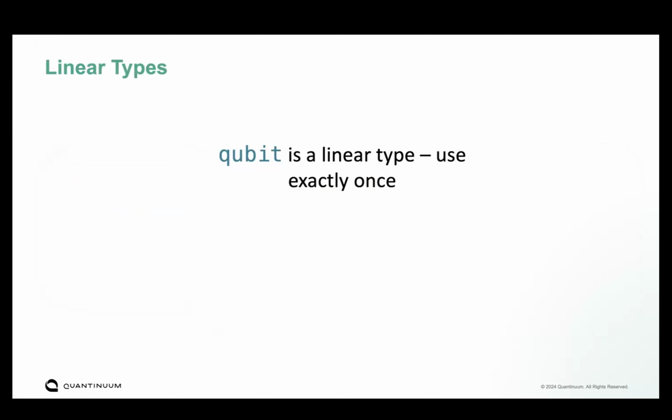The other interesting feature is we use linear typing and it's enforced at compile time. So the idea for linear type is that a resource like a qubit can be used exactly once at a time. You cannot freely discard it. You cannot freely copy it. That enforces the no cloning theorem.